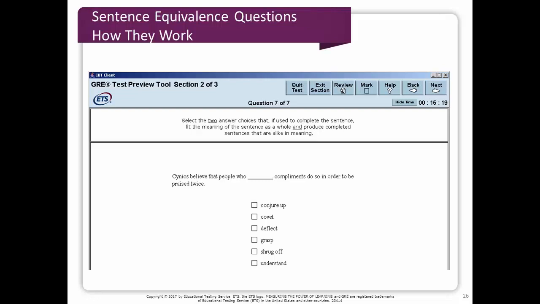Cynics are people who take a negative view of the situation, and so people looking to be praised twice would need to deflect or shrug off compliments in order for them to receive a second compliment. Because of the negative connotation of cynics, the other options are not possible. Thus, the correct answers are deflect and shrug off.